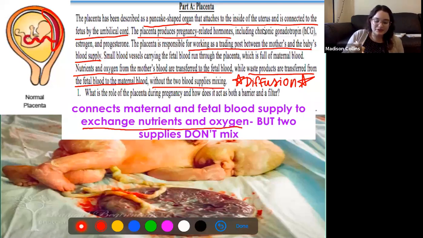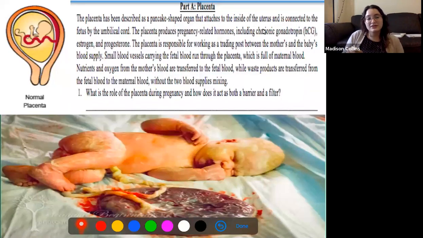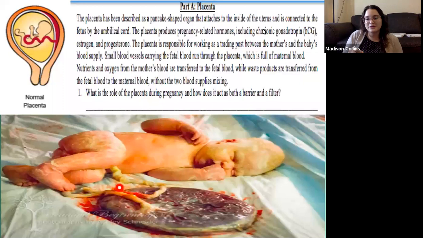All right, now we've got a few pictures of what this looks like. So here on the screen, you can see that this baby was born with that entire placenta. Again, that placenta is that pancake-shaped organ that is anchored to the uterus, but it still has to come out when the baby is born. And we see that the umbilical cord is attached to that baby. We'll talk about that in just a second.